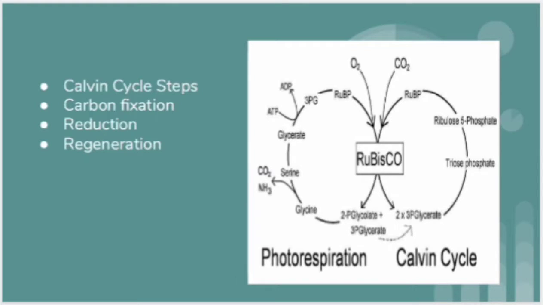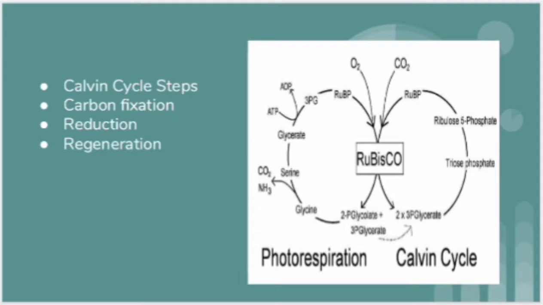This reaction is catalyzed by the enzyme RuBP carboxylase or oxygenase, also known as Rubisco, due to the key role it plays in photosynthesis. Rubisco is probably the most abundant enzyme on Earth.